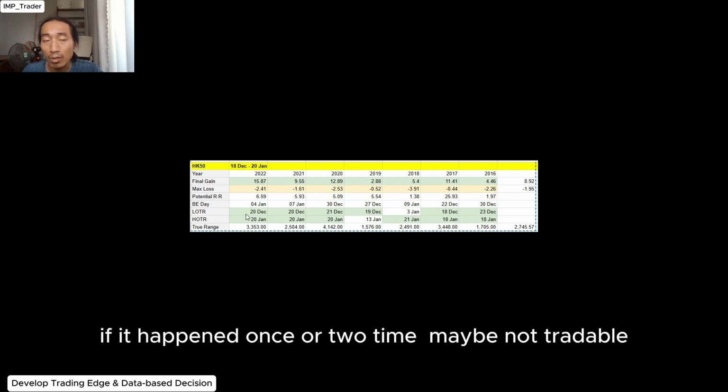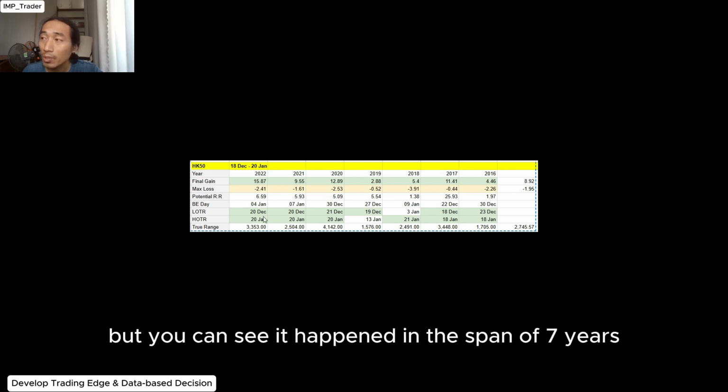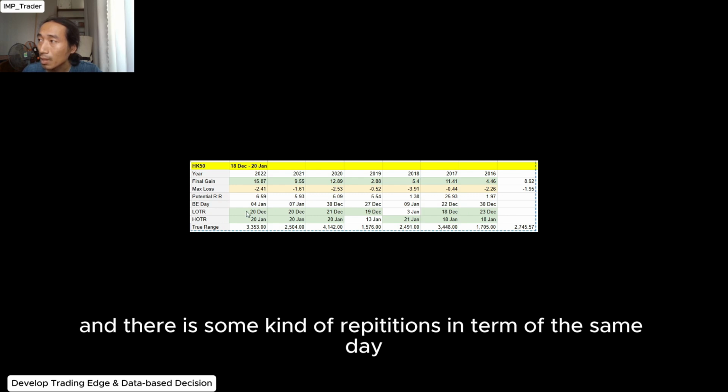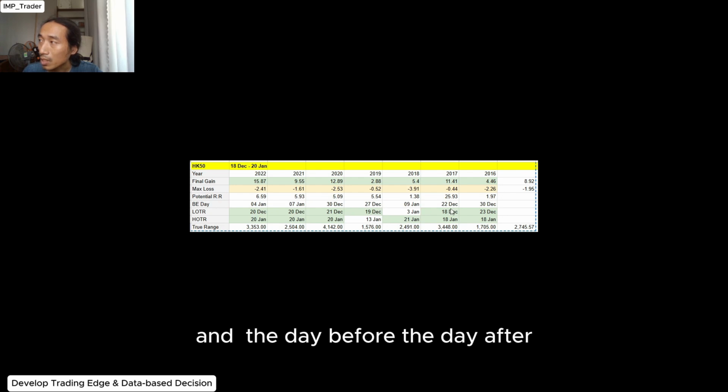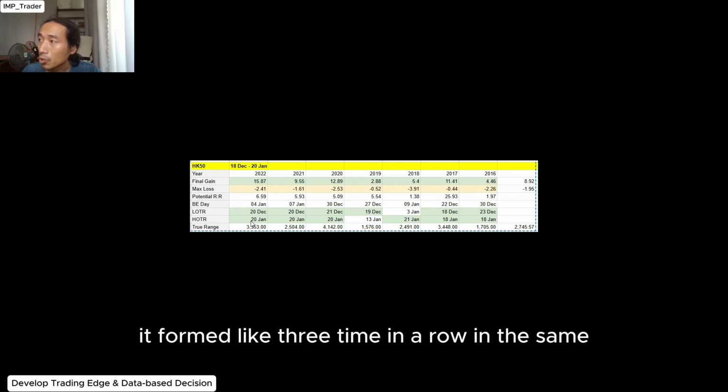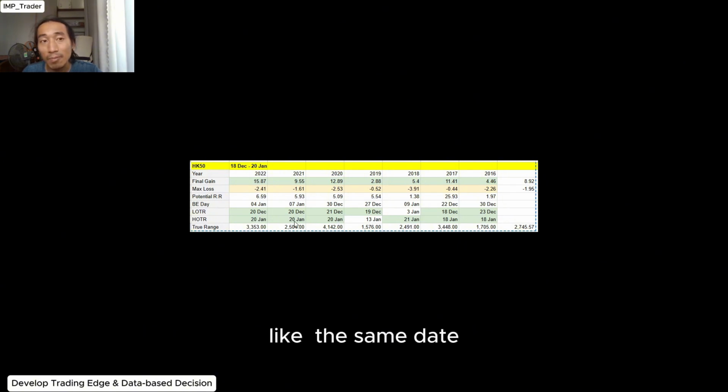If it happened once or two times, maybe it's not tradable, but you can see it happened in the span of 7 years. And the low of the range happened exactly within a short period of time, and there's some kind of repetition in terms of the same day, or the day before, the day after, something like that. And on the high of the range, it formed 3 times in a row on kind of the same day.